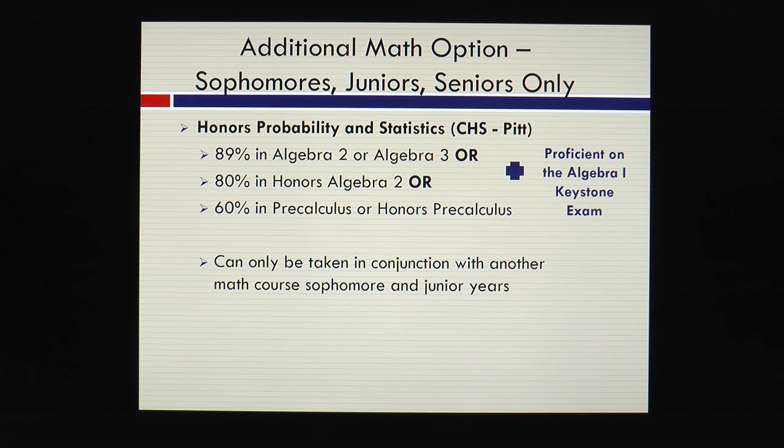We do have one additional math option that you could take for sophomores, juniors, and seniors. You could take an honors probability and statistics class. This class has a lot of good applications to different fields and different studies at the university. You can talk to your guidance counselor or your math teacher if your major is going to be something that we should look at in you taking honors probability and statistics. As a sophomore and junior, you can take this concurrently with a math class. As a senior, you can take it instead of or concurrently.